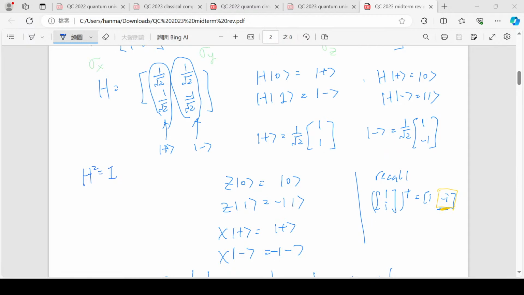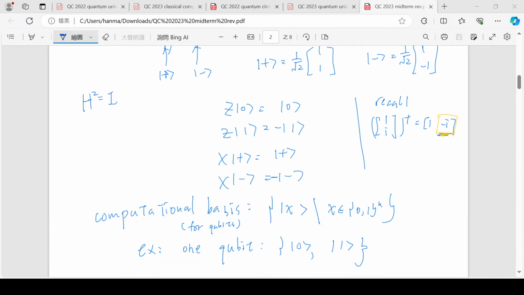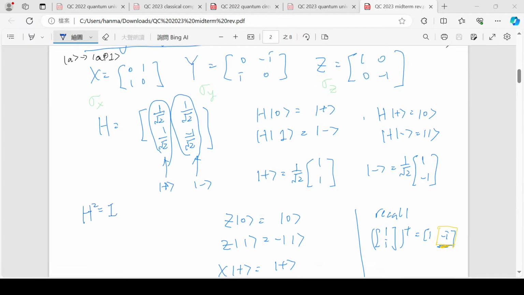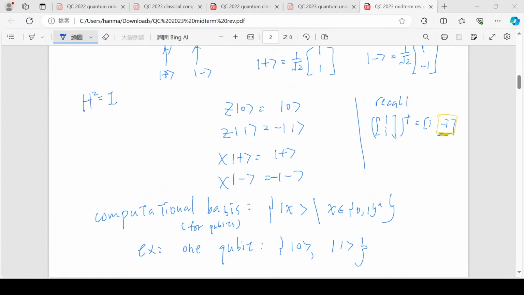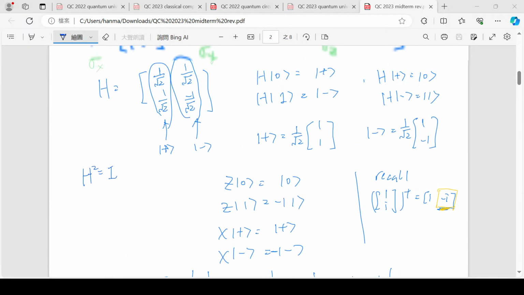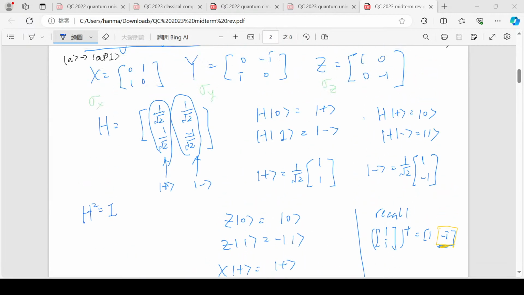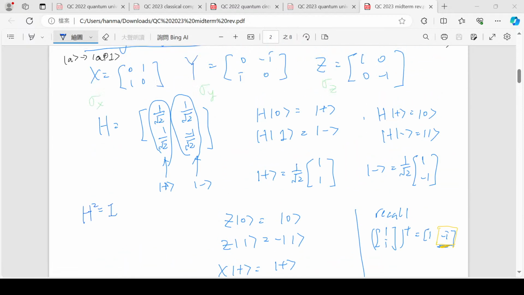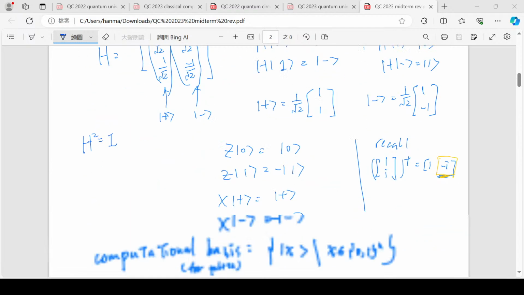Sometimes we are lazy and don't write the 1 over square root 2, but if you do that, you need to restore the normalization in the end. H squared equals identity, and I think we have seen somewhere that H can be seen as a generalized Pauli. We'll probably do that later. As we said, plus and minus are the plus 1 and minus 1 eigenstates of the X operator, and 0 and 1 are the plus 1 and minus 1 eigenstates of the Z operator.